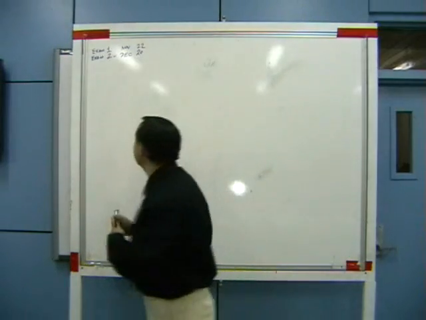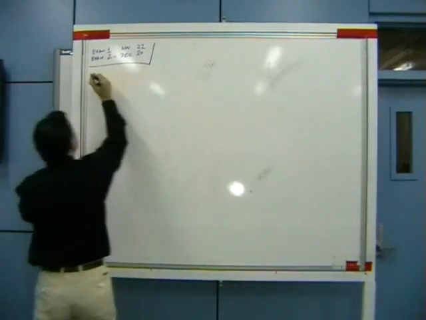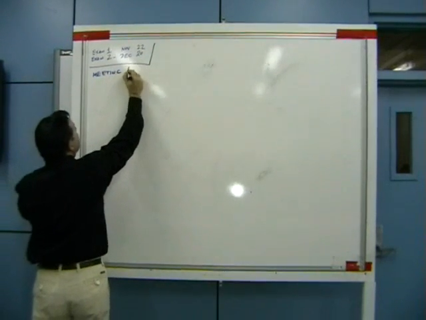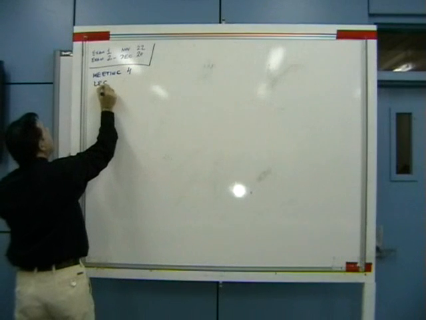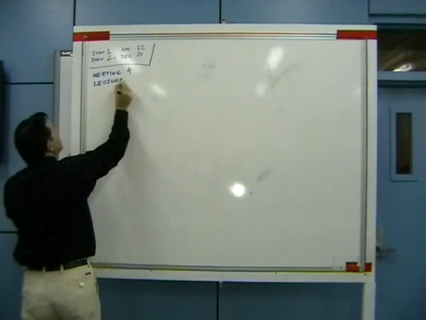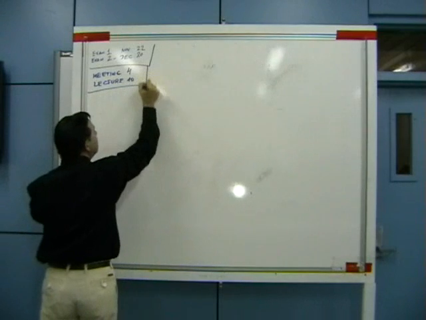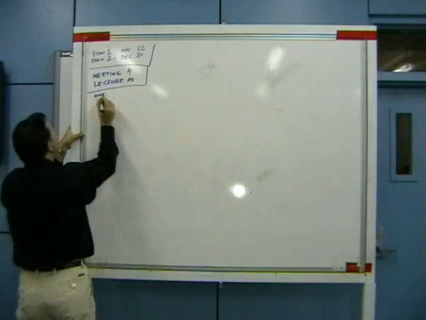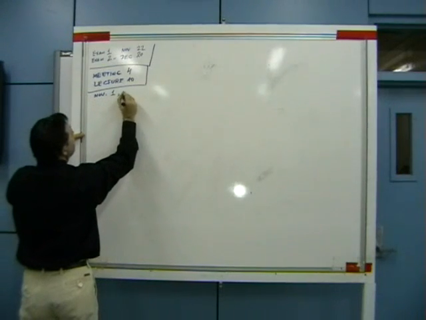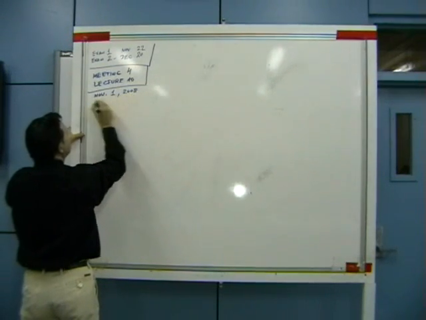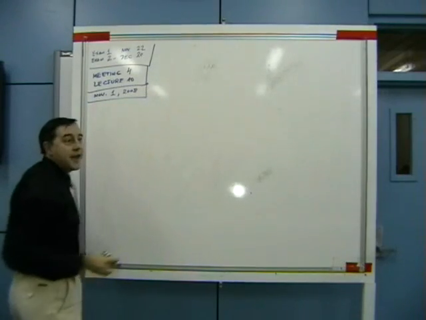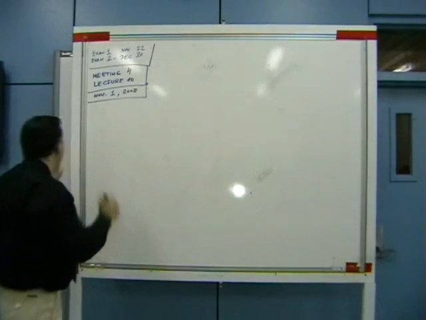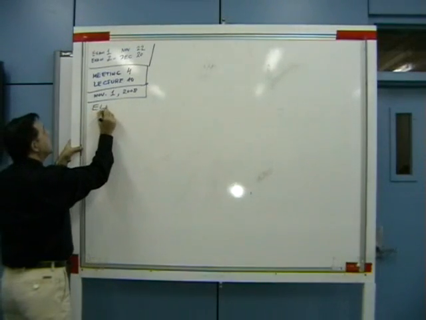Managerial Economics. Meeting number 4, and lecture number 10. The date tonight is November 1, 2008. And the topic of discussion is Chapter 3, Elasticity.